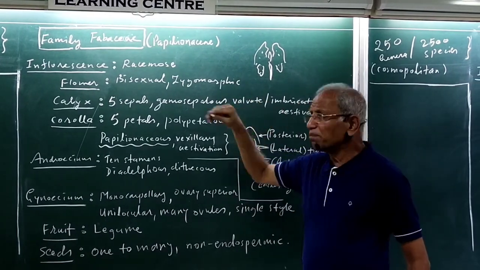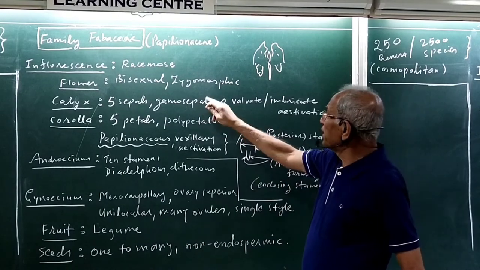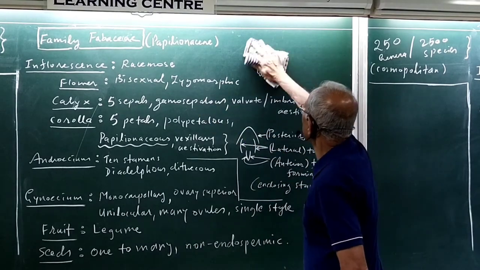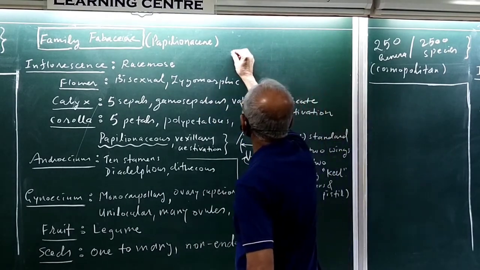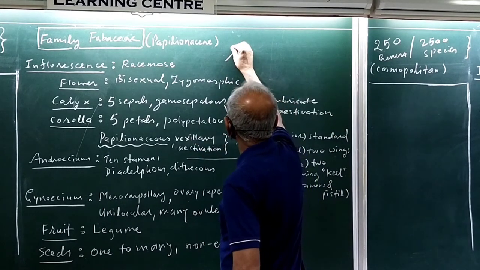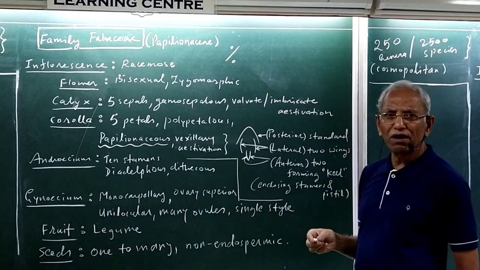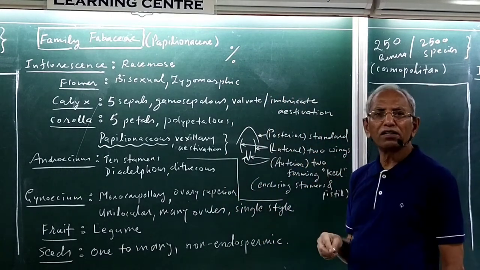Inflorescence, there can be many subtypes of racemose. Just remember racemose. Yes, bisexual and zygomorphic. I think I'll just write down side by side. It is not actinomorphic, it is zygomorphic. Do you understand why it is a zygomorphic flower? Look at this particular design.